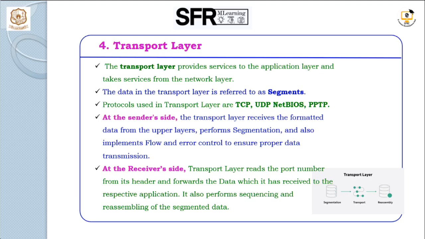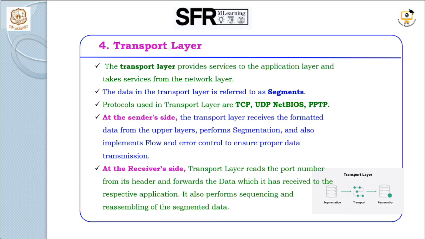So let us imagine at the server side, what is the purpose of the transport layer? At the server side, the transport layer receives the formatted data from the upper layers and performs segmentation, and also it implements flow and error control to ensure proper data transmission. It also adds source and destination port number in its header and forwards the segmented data to the network layer.